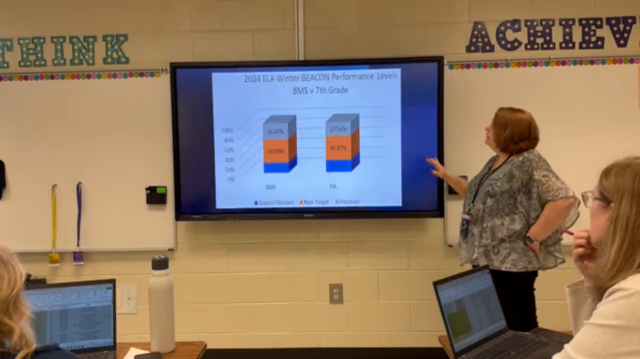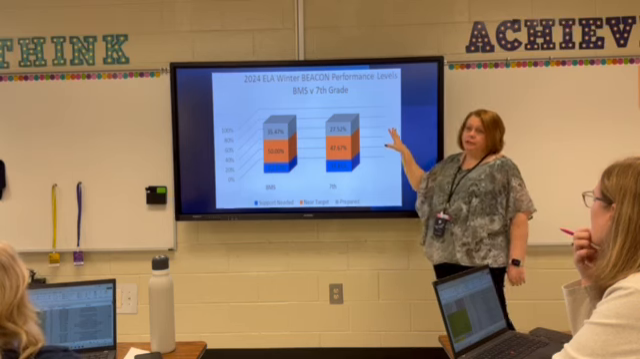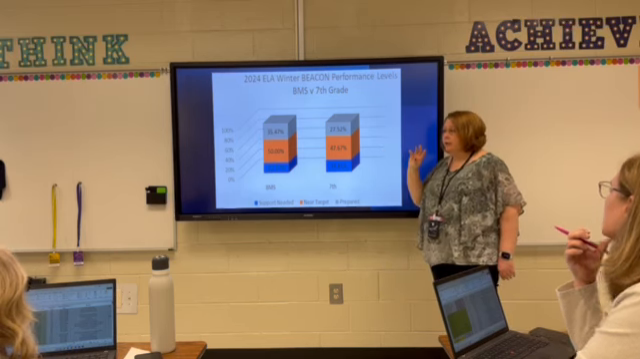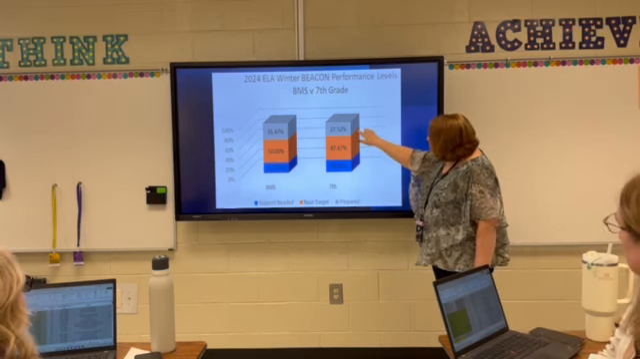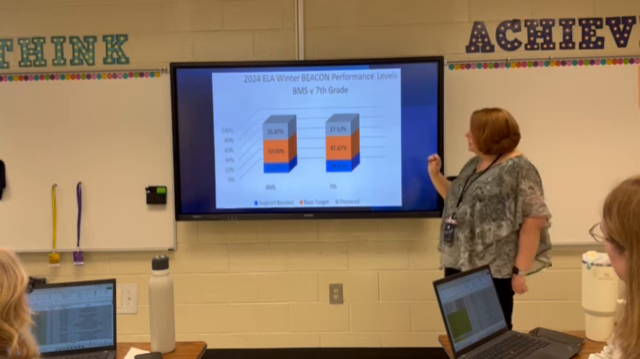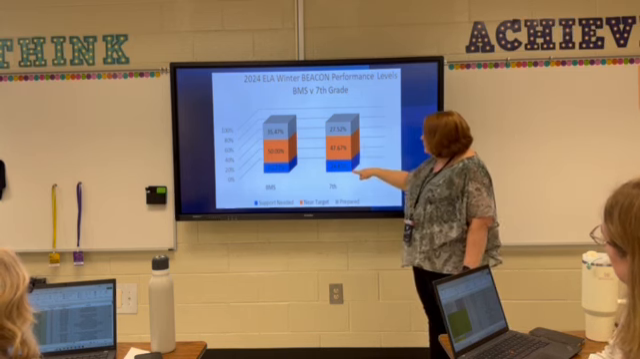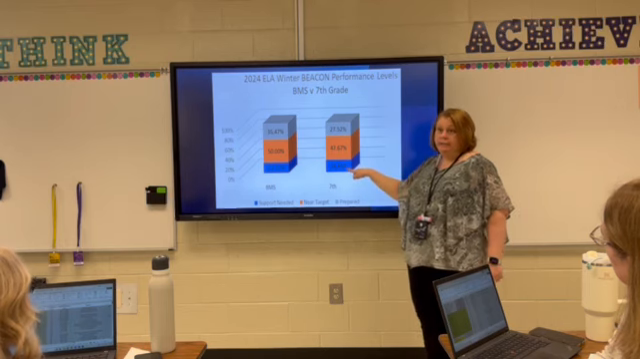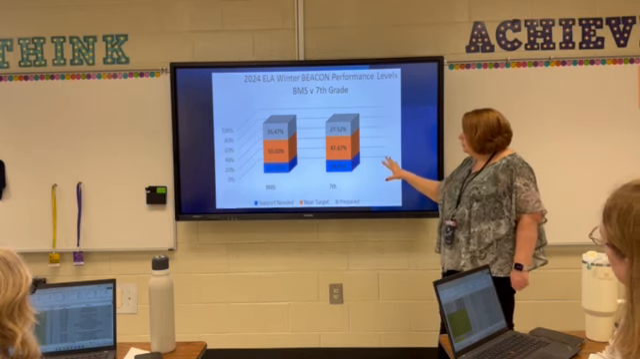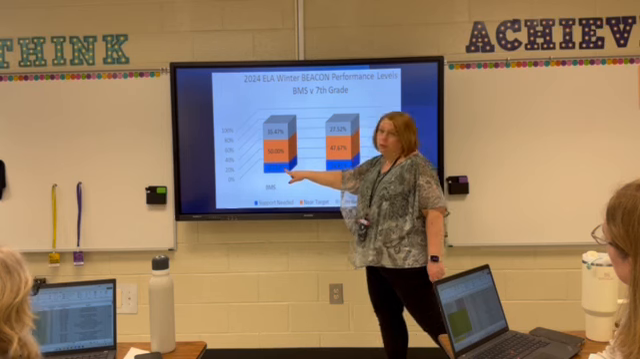Okay, so this is where we were in winter. I want to pull this back up so we can take a look at this. So we have our prepared at 27.52%, near target at 47.67%, and support needed at 24.81%. So that's where we were in winter, and then this is the school overall.